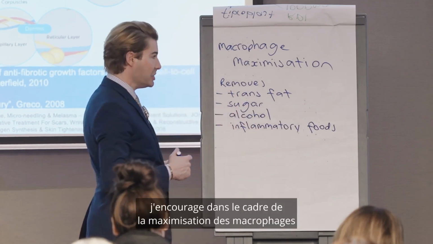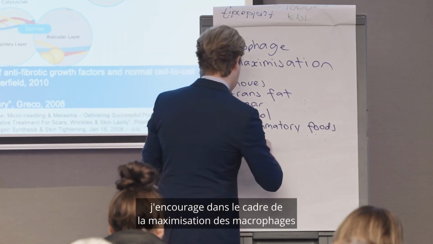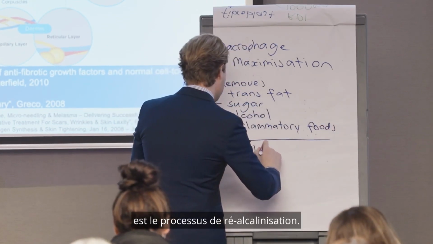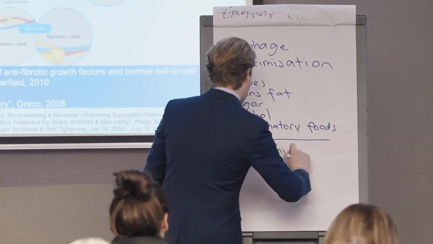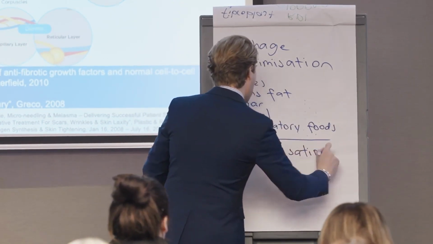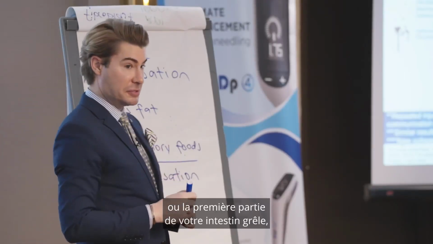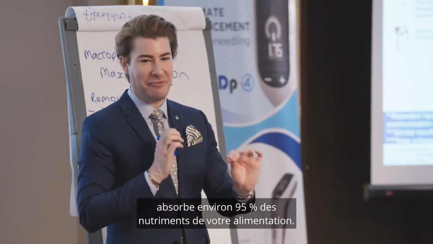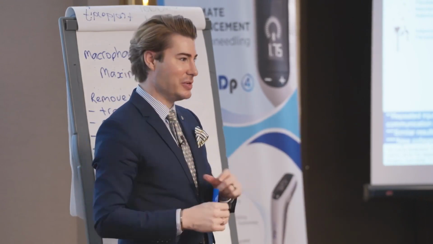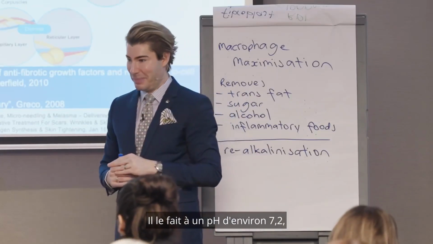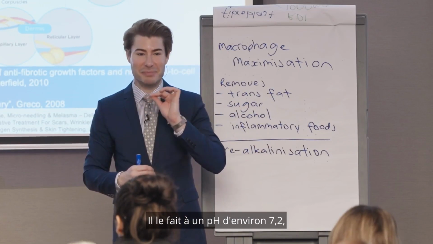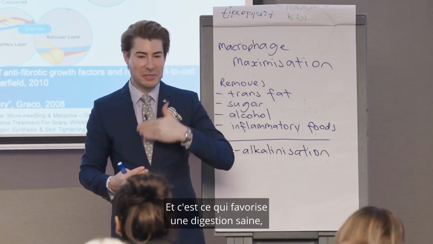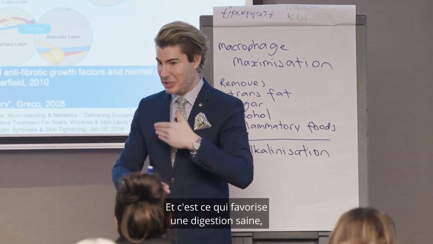What I encourage as part of macrophage maximization is the process of realkalinization. How this works: your duodenum, or the first part of your small intestine, absorbs around about 95% of your food nutrients. It does this at a pH of around about 7.2, an alkaline environment. And this is what supports healthy digestion.